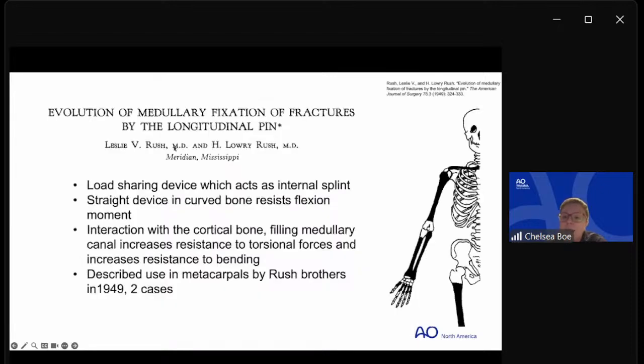It's not new in the hand either. I don't make a formal pronouncement that this is the first appearance in the literature, but the Rush brothers described the use of a longitudinal pin to fixate 2 cases of metacarpal fractures. And with this image from their 1949 article, they indicated the role for intramedullary fixation of metacarpal fractures.